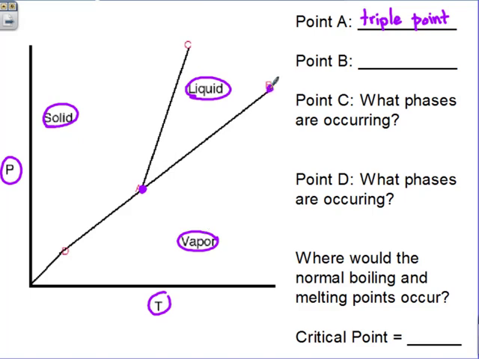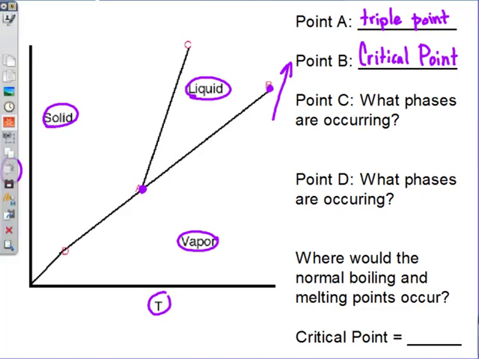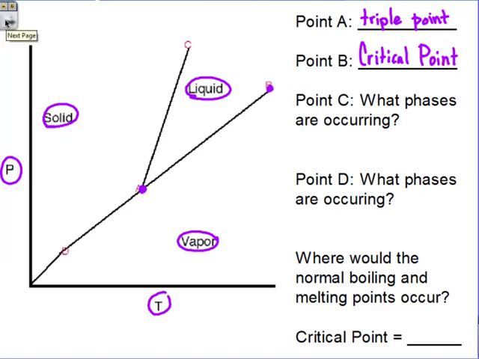Point B, way over here, this is the critical point. And the critical point is the point at which you can no longer apply pressure to become a liquid. So once I go past this point right here, no matter what pressure I have, it'll always stay a gas because it has too high of a temperature. All right, let's keep going.